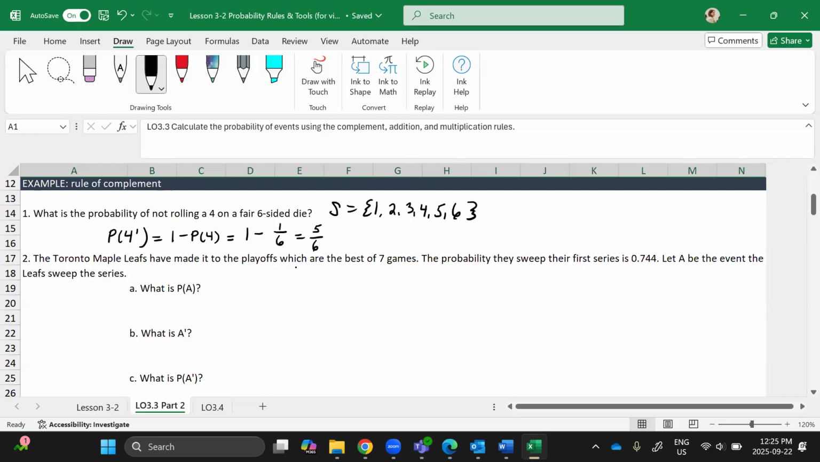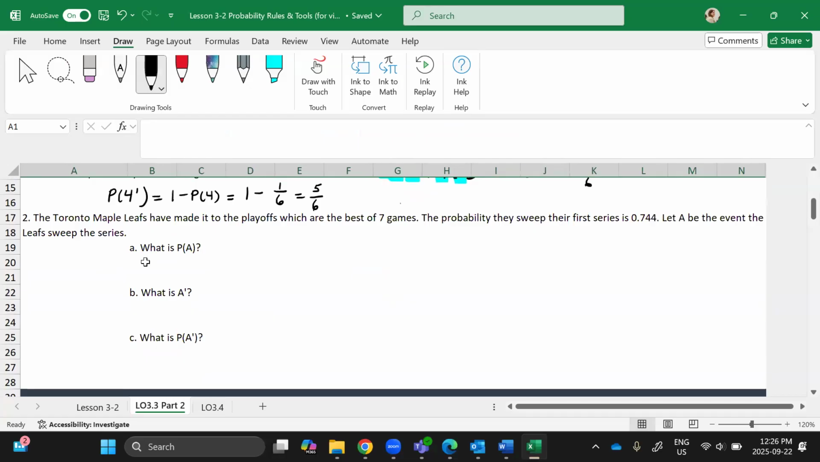leaving you with a 5 out of 6 chance. The other way that you could have done this is look at the sample space and look at every single number that's not a 4. There's 5 that are highlighted in the blue. So you could have also done 5 out of 6 by looking at all the events that are not a 4. Or you can use the rule of complement, 1 minus the probability you do get a 4. Both answers give 5 out of 6.